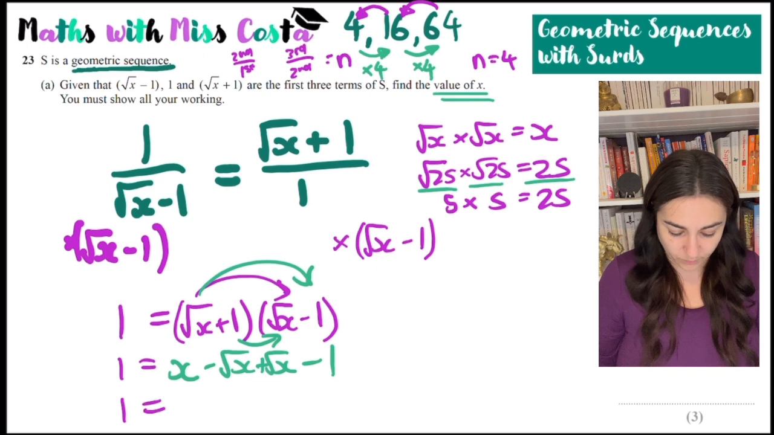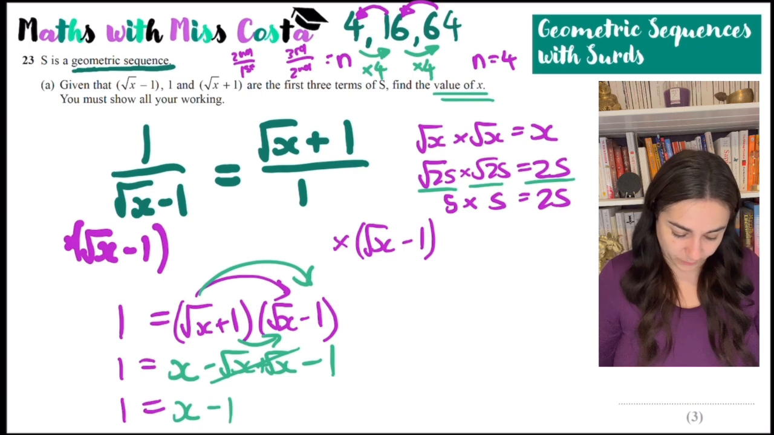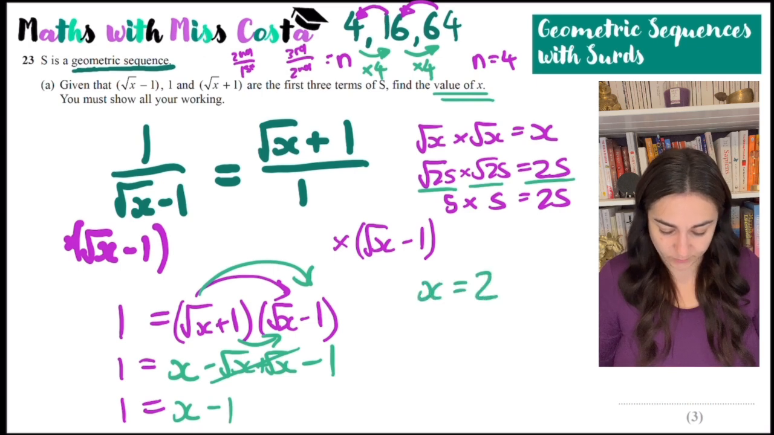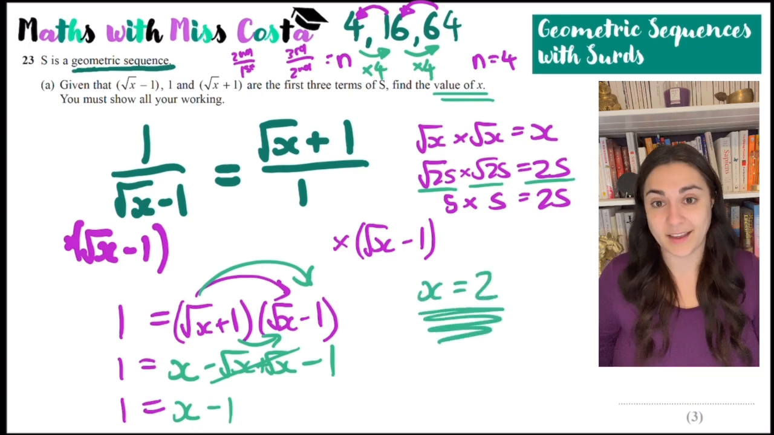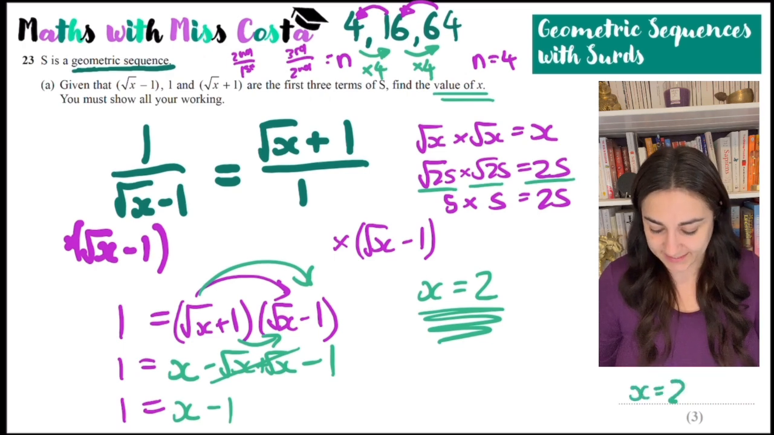So I'd be left with 1 equals x minus root x plus root x, which would cancel, minus 1. So therefore, if I add 1 to both sides, x equals 2. And there we go. We found the value of x and we know that it is 2.